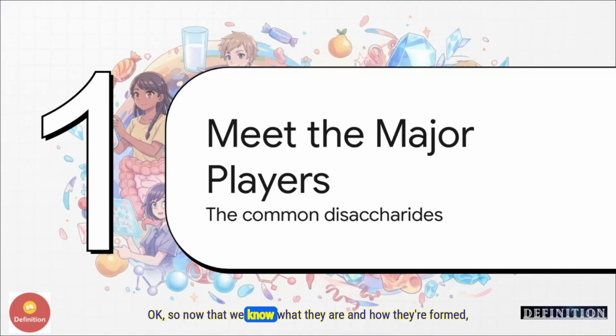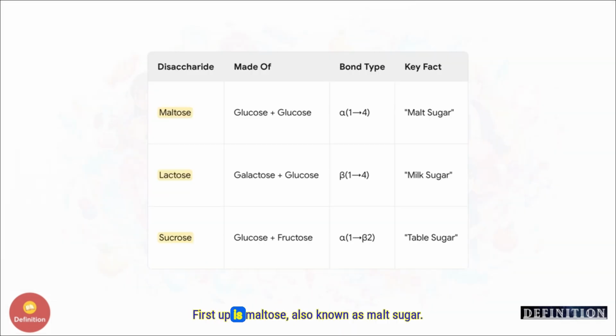Okay, so now that we know what they are and how they're formed, let's meet the main players. These are the big three, the celebrities of the disaccharide world that you probably eat all the time. Here they are. First up is maltose, also known as malt sugar. It's just two glucose units stuck together. Then we have lactose, the famous milk sugar, which is a combo of galactose and glucose. And finally, sucrose. Yep, that's just regular old table sugar made from glucose and fructose.